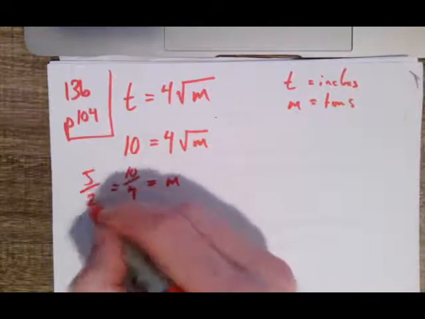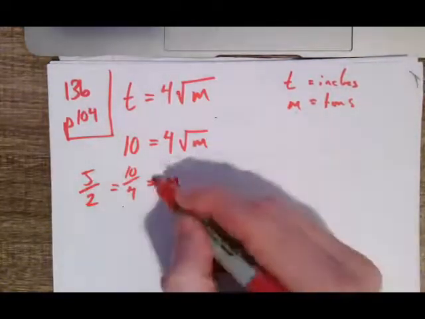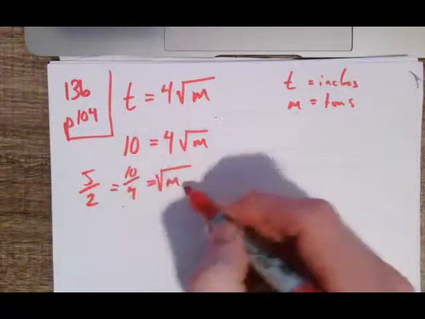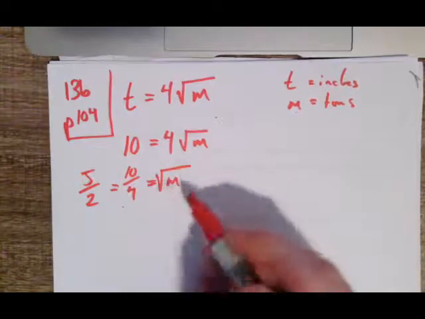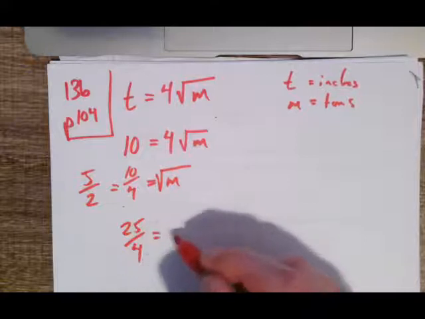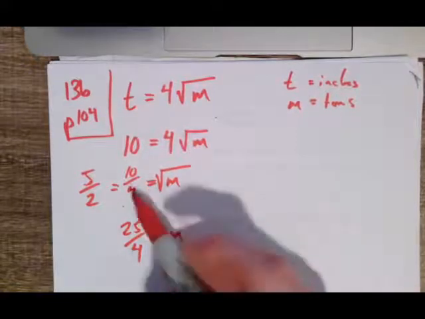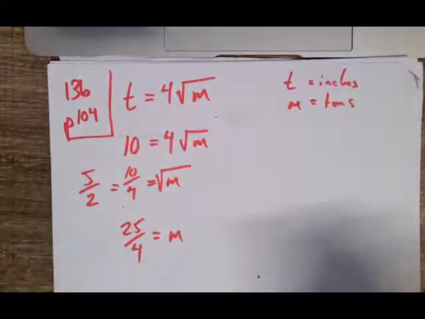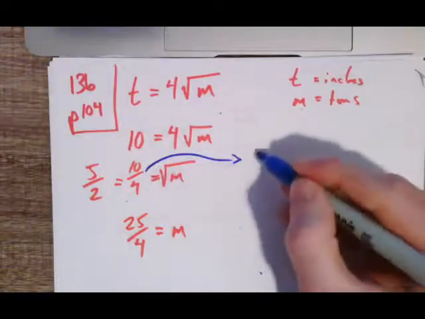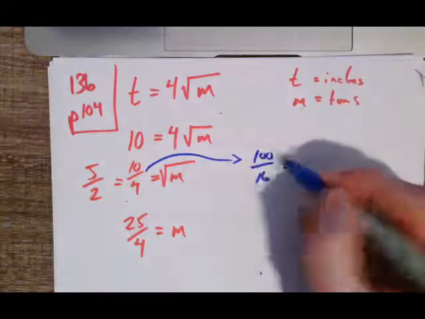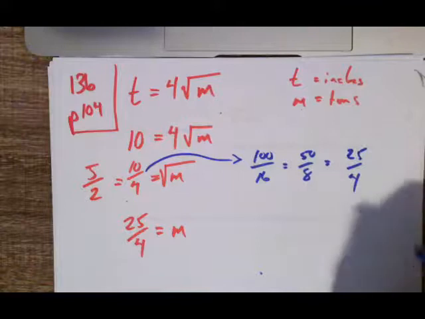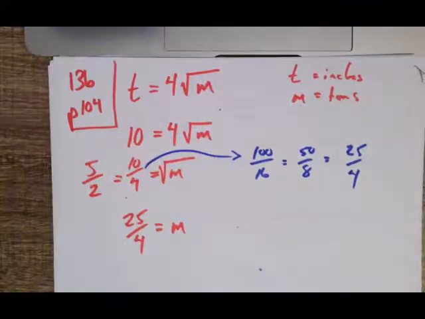Do it now, do it later, it works out the same. So it's 5/2. Whoopsie. 5/2 equals 10/4, which equals the root of M. Square both sides to get rid of the root sign. This squared, 25/4 equals M. Just so you guys know, in case you were worried, well, does it really work out? If we square 10/4, that's 100/16. Simplify that, 50/8, 25/4. Okay, so it does work out.